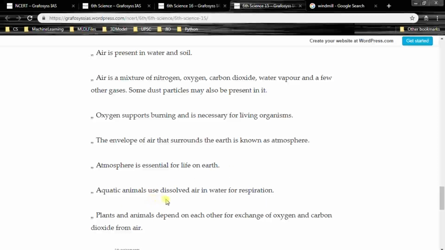Aquatic animals use dissolved air in water for respiration. For example, fish use dissolved oxygen for respiration. Plants and animals depend on each other for exchange of oxygen and carbon dioxide from air.